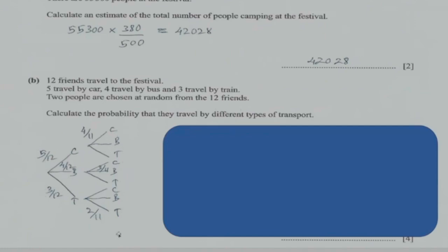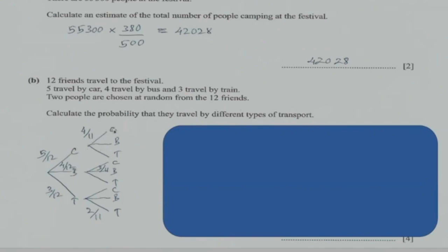Then when the second child is selected, if he is also going by car, then it is now 11, no? That one is already taken. So 4 over 11 is going by bus, 3 over 11, 2 over 11, like this. These are the same type of transport. Car, bus, train, the other routes are car, bus, car, train, like that, different types.